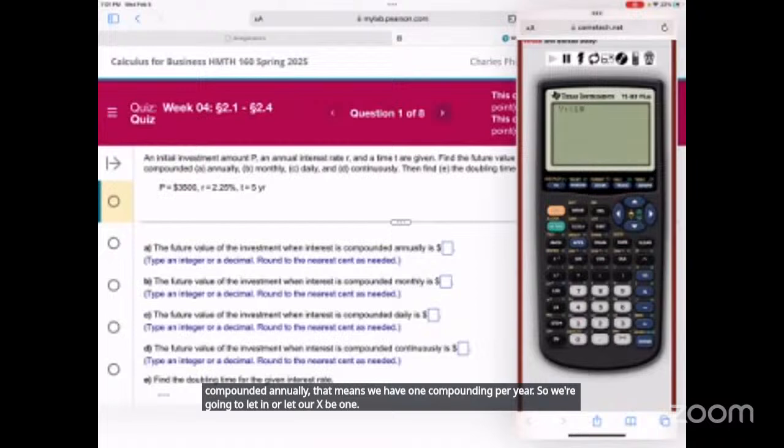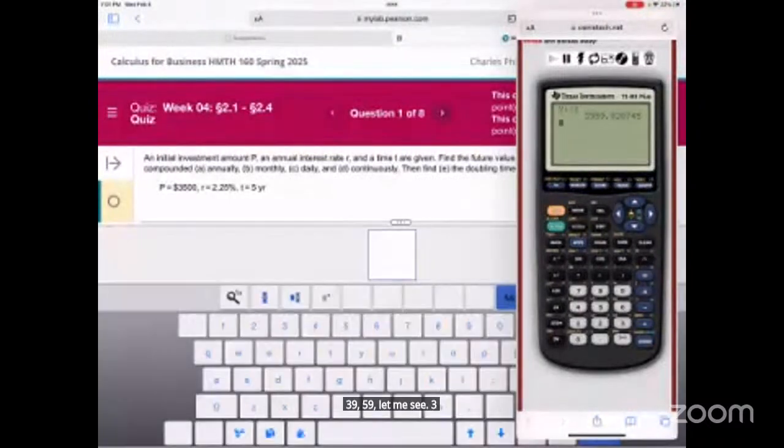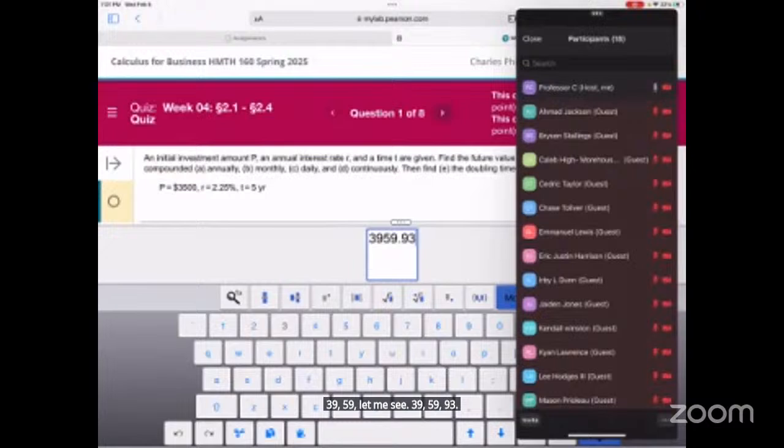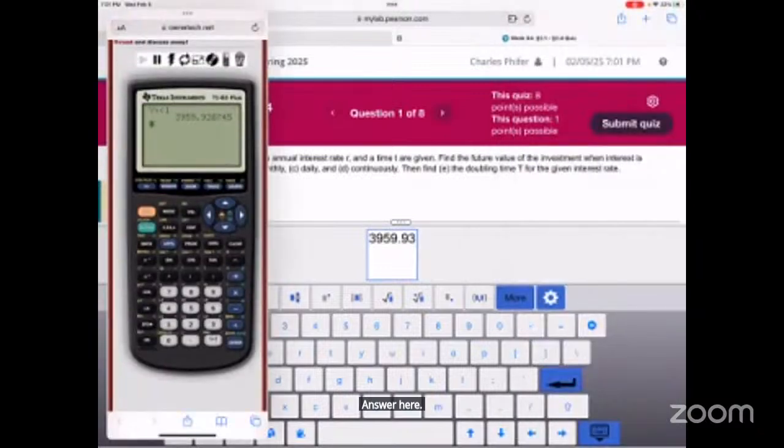Rounded to the nearest cent, so 39.59.93. Let me hit enter here. Oh, okay.